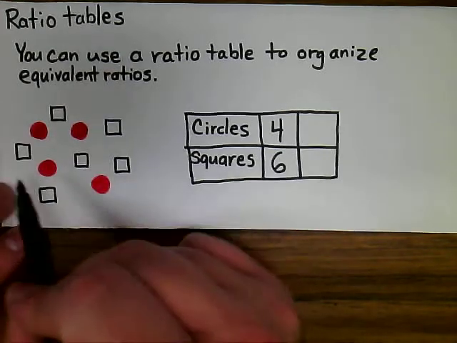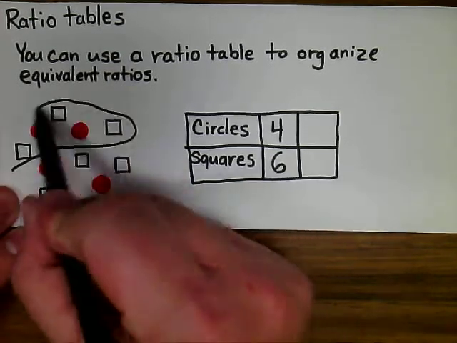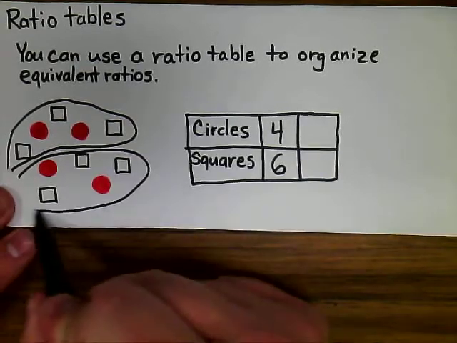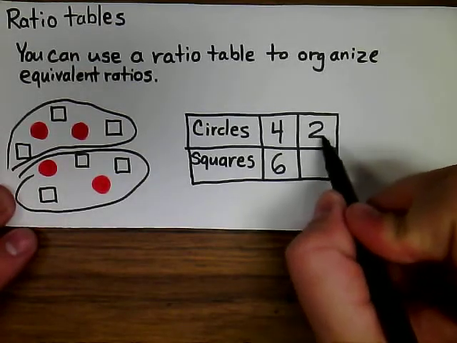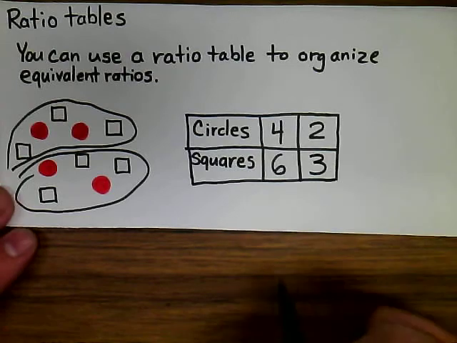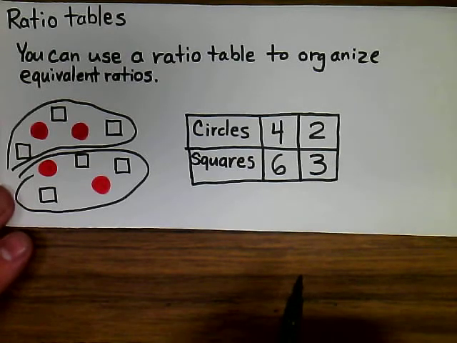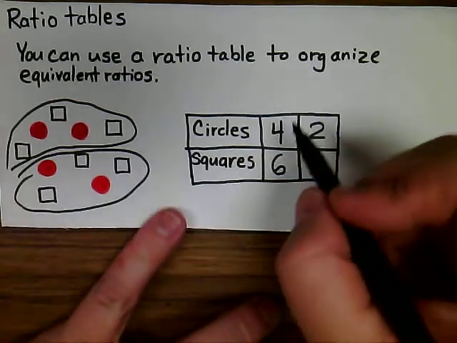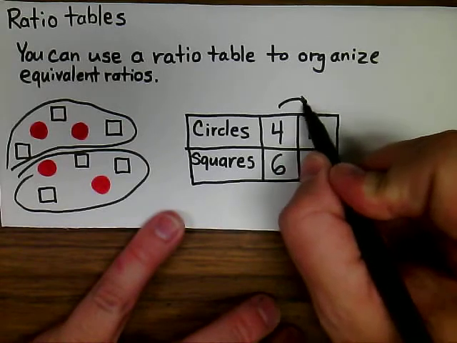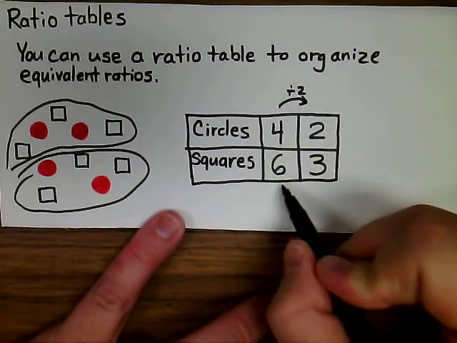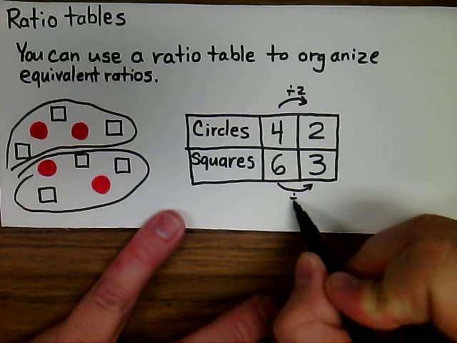But you'll also notice that I could group this in two groups that have 2 circles and 3 squares. And so that will be an equivalent ratio. They would be in common. And you'll note that there's a relationship here. If you divide the 4 by 2 and you divide the 6 by 2, they give you the next number.